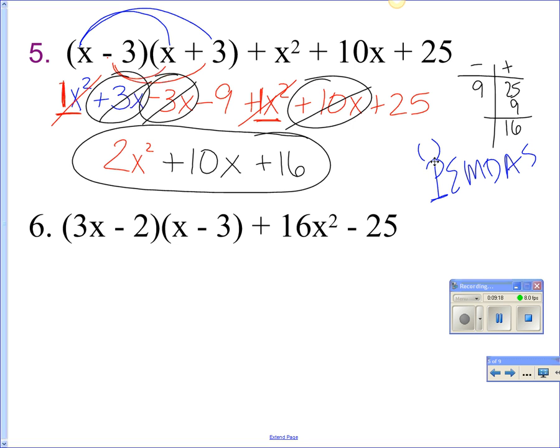All right. Write down number 6. 3x minus 2 and x minus 3 in parentheses plus 16x squared minus 25. You're welcome to start it on your own, or you can wait and do it with me.